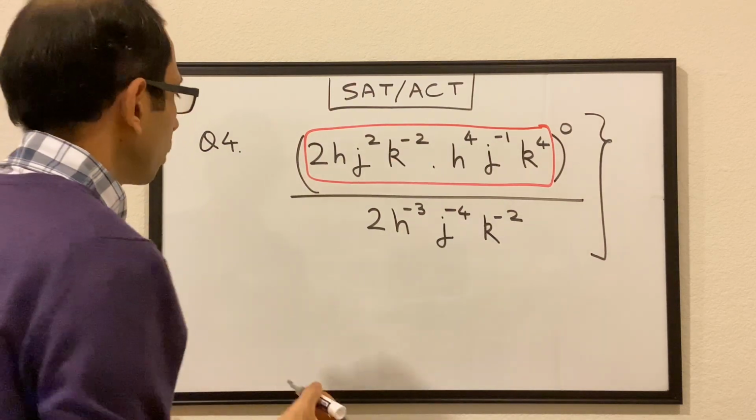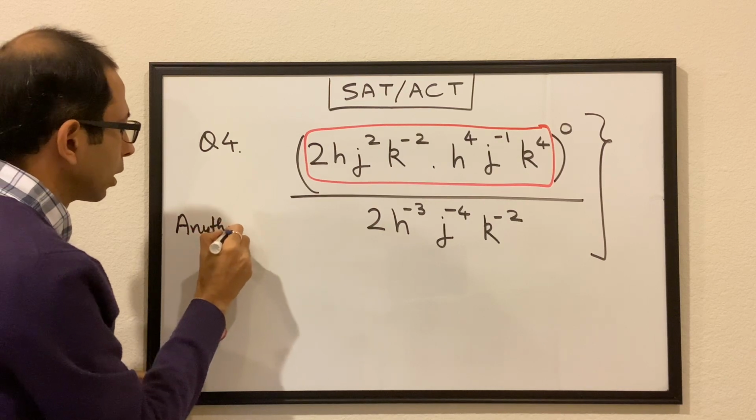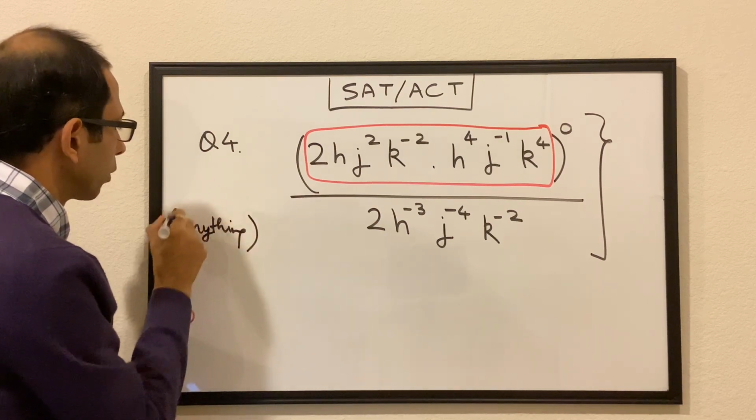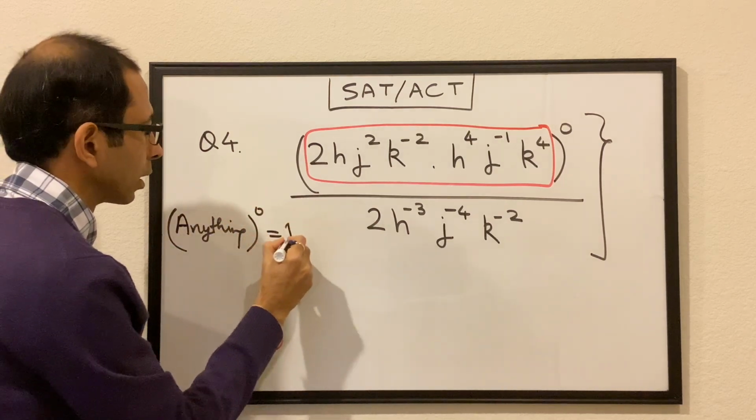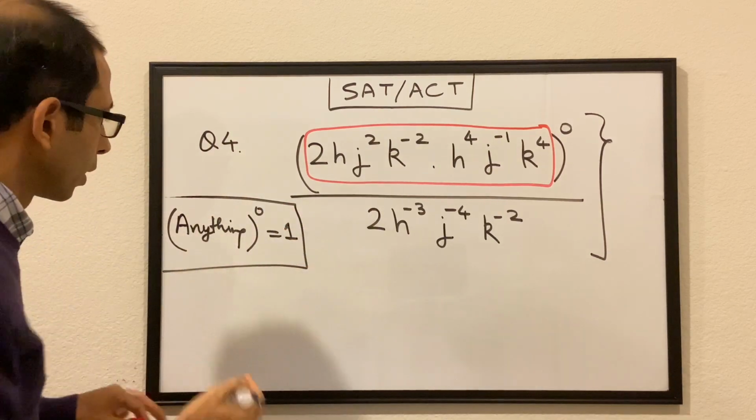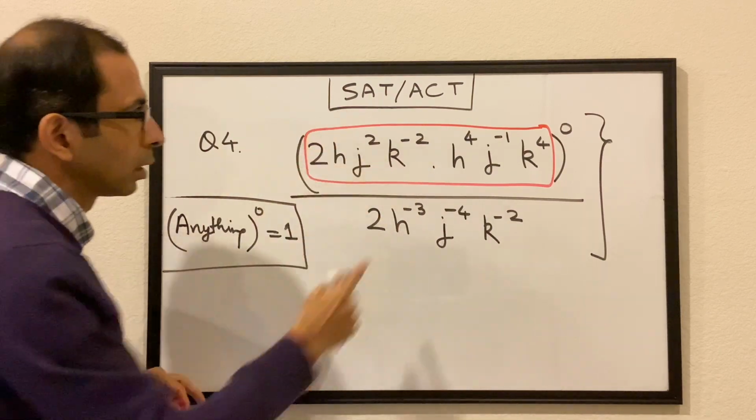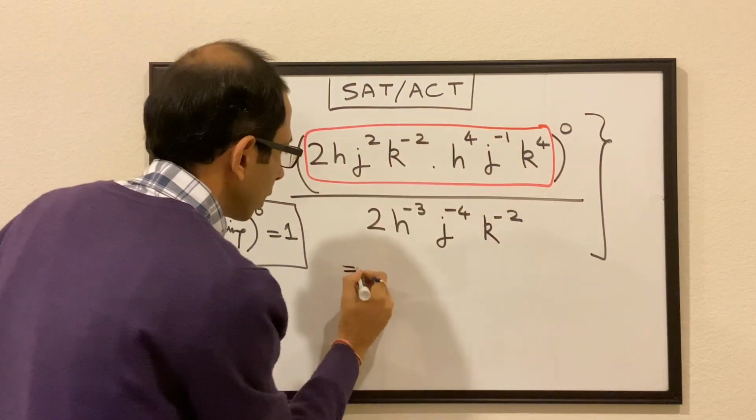So the point I'm trying to make is that we got to be very clear that anything to the power of 0 is 1, right? This anything could be as complex as this or whatever, but anything to the power of 0 is 1. So the numerator becomes 1, right?